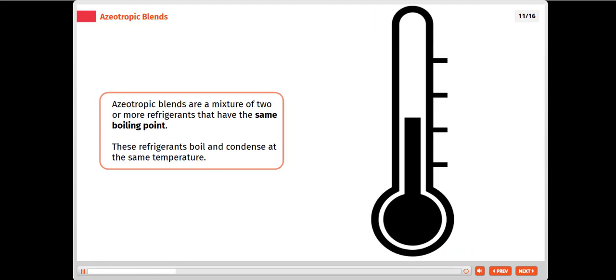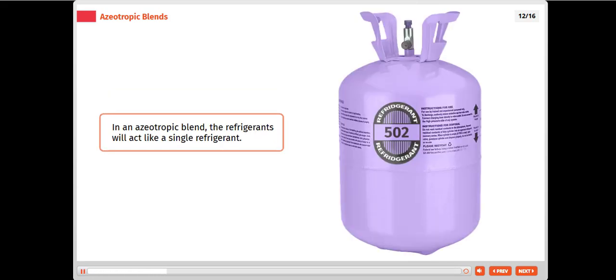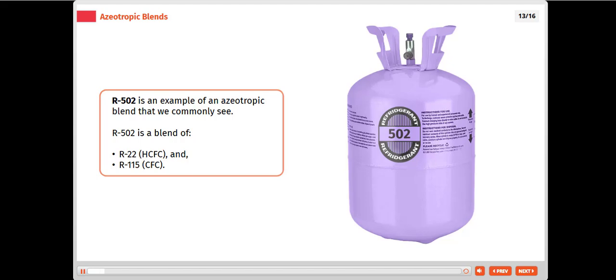Azeotropic blends are a mixture of two or more refrigerants that have the same boiling point. These refrigerants boil and condense at the same temperature. In an azeotropic blend, the refrigerants will act like a single refrigerant. R502 is an example of an azeotropic blend that we commonly see. R502 is a blend of R22, HCFC, and R115, CFC.